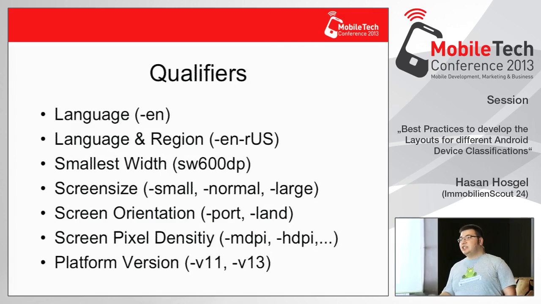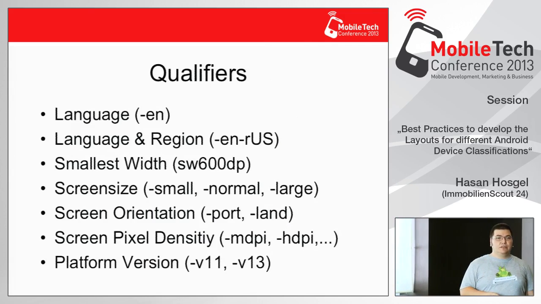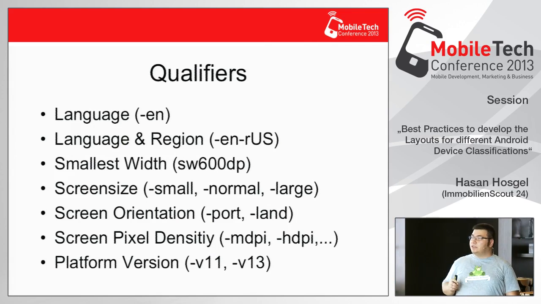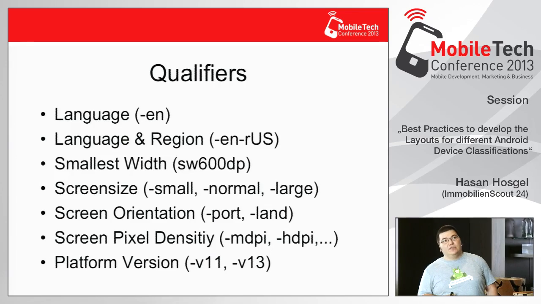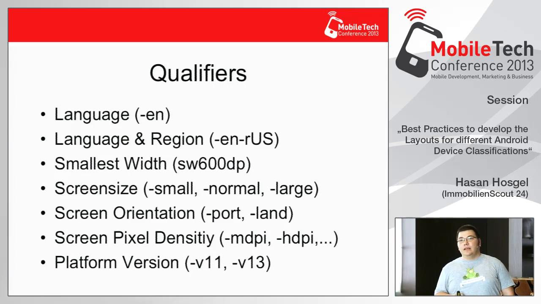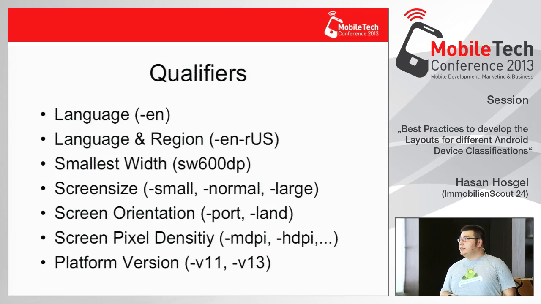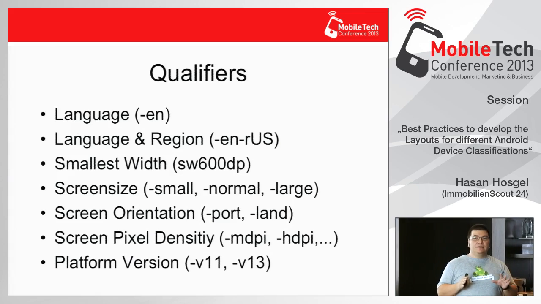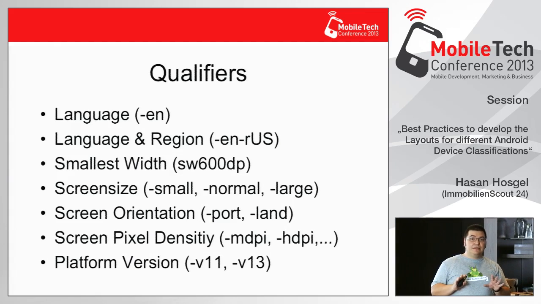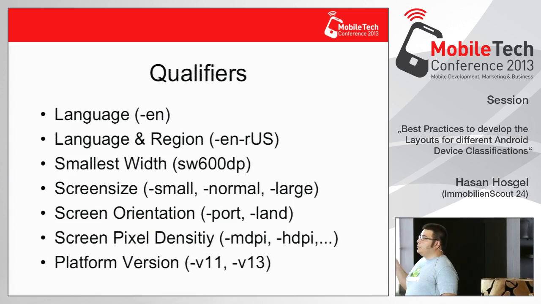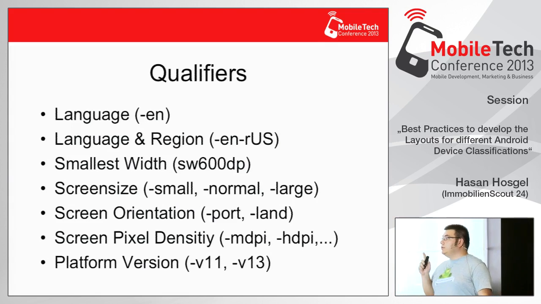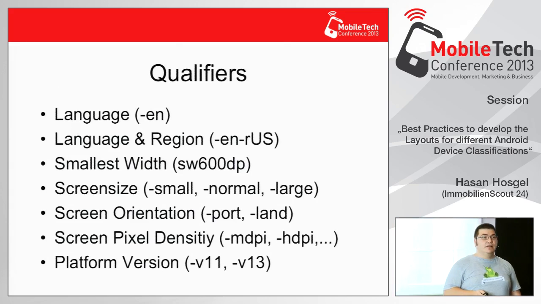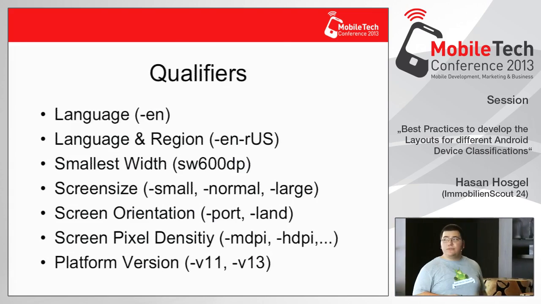If you want to use the region, you must also use the language. Then the smallest width. That comes with Honeycomb Major Release 2. This is platform version v13. So we can say if the smallest width of the screen is 600 density independent pixel. If somebody doesn't know what the density independent pixel is? Okay, wonderful. Then previously to Honeycomb, you could use the small, normal, large as a qualifier.